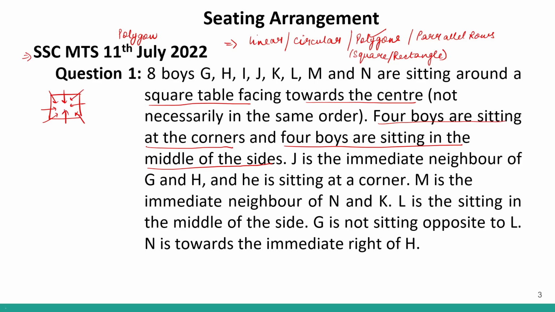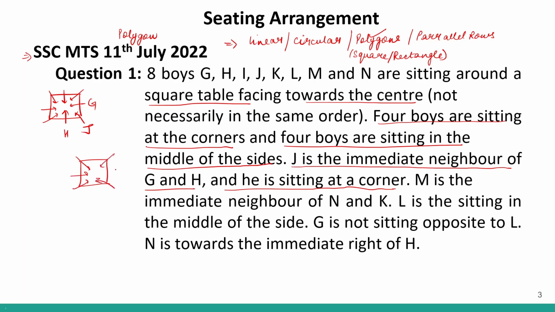Okay. It is given to us J is the immediate neighbor of G and H and he is sitting at a corner. So J is sitting at a corner. He is the immediate neighbor of G and H. So this is your first possibility. There is also another possibility, correct? There could be another possibility. That means, let's say this is the second possibility.